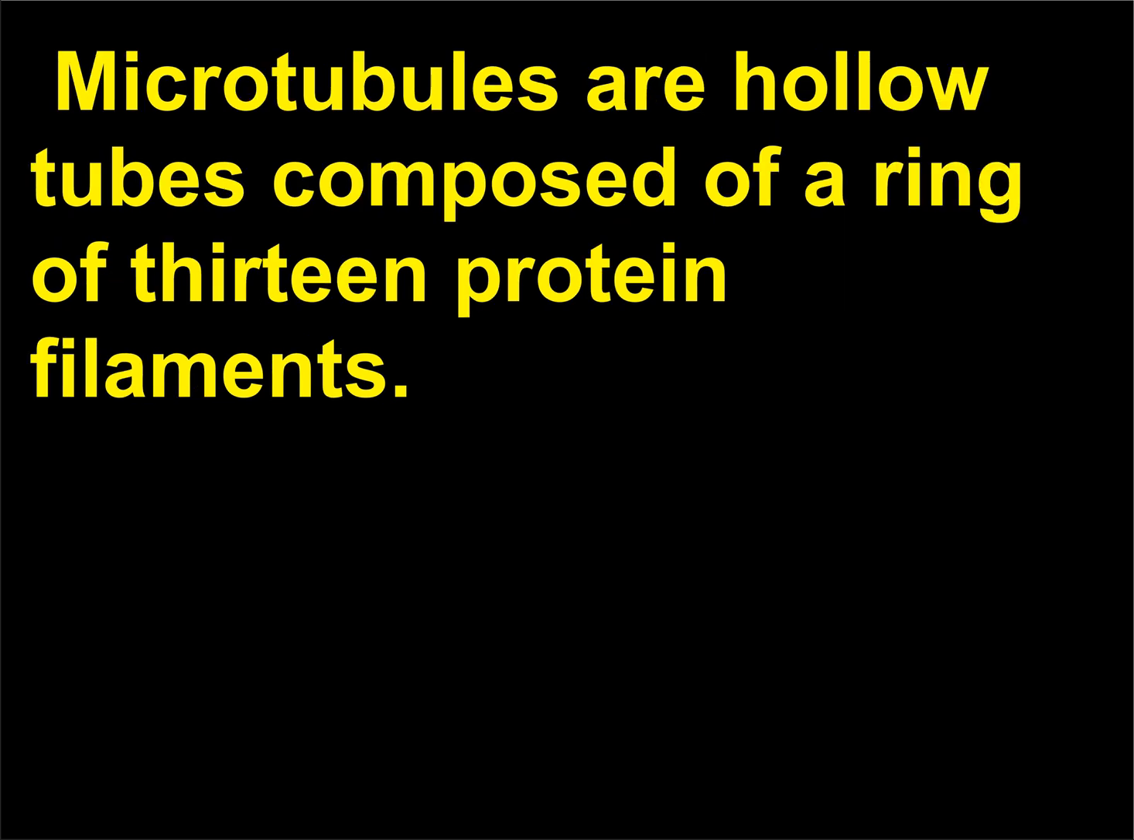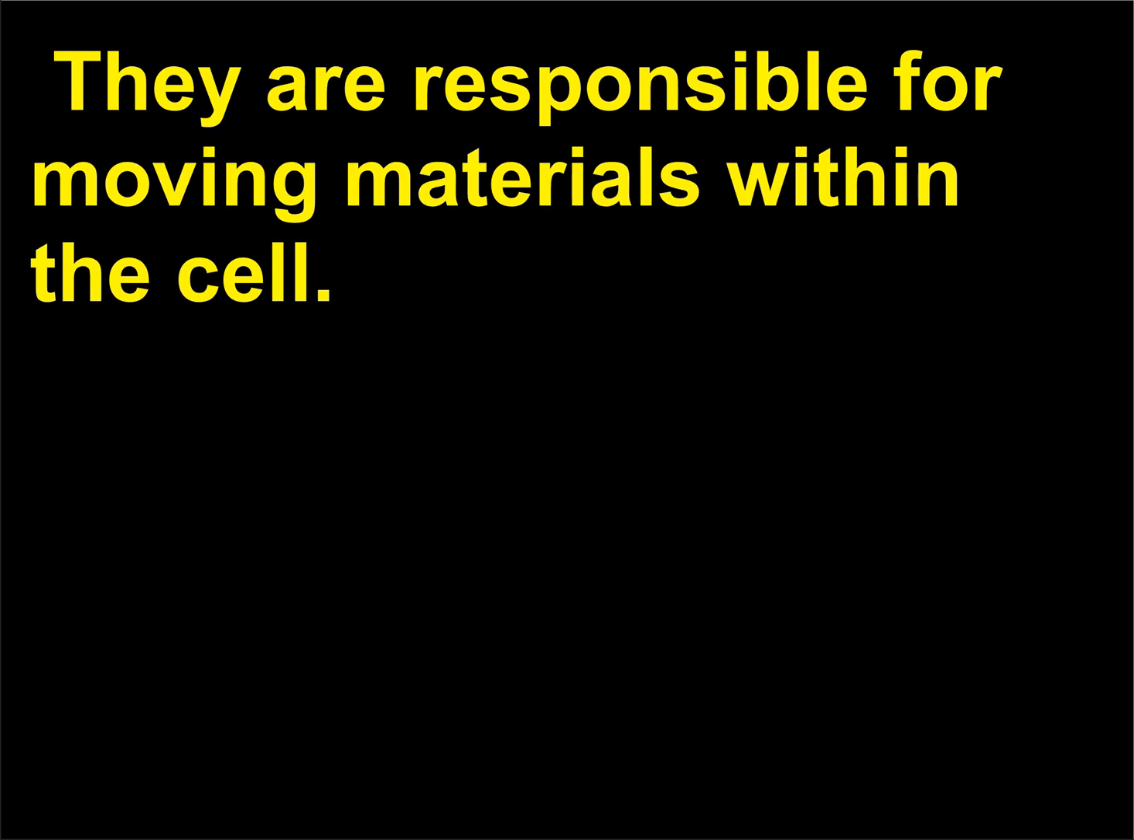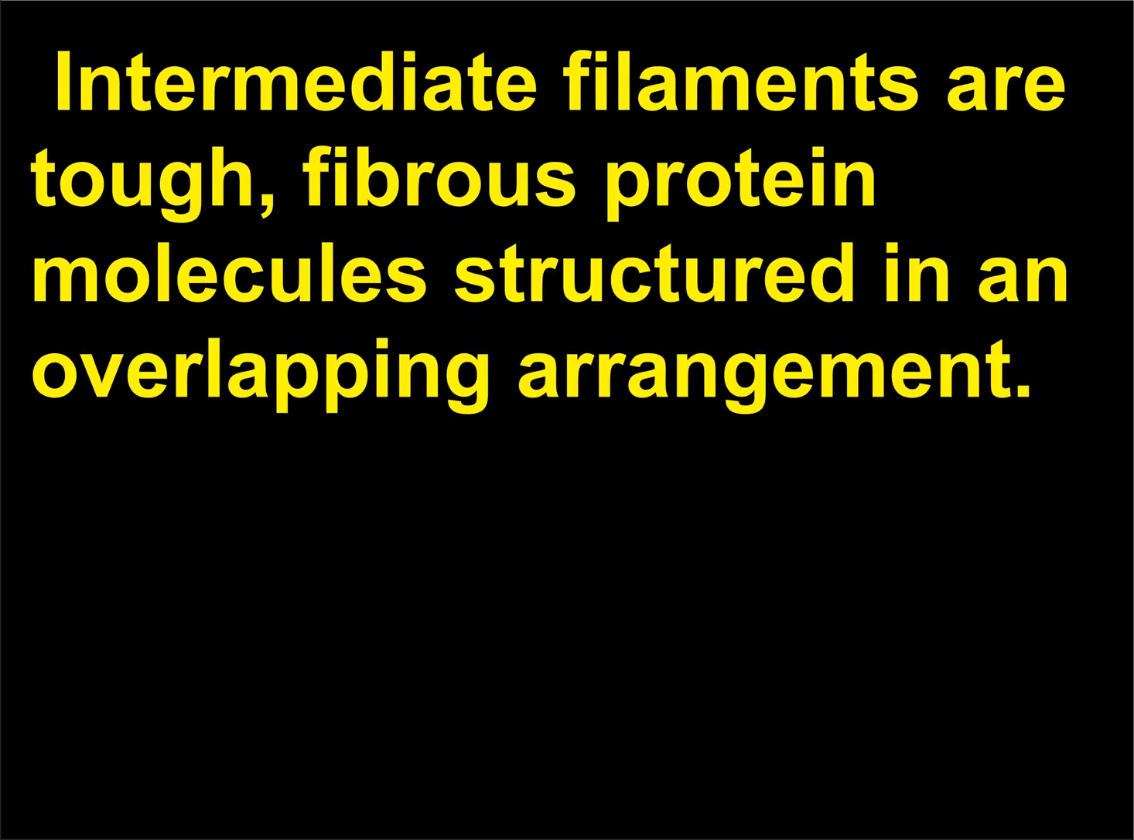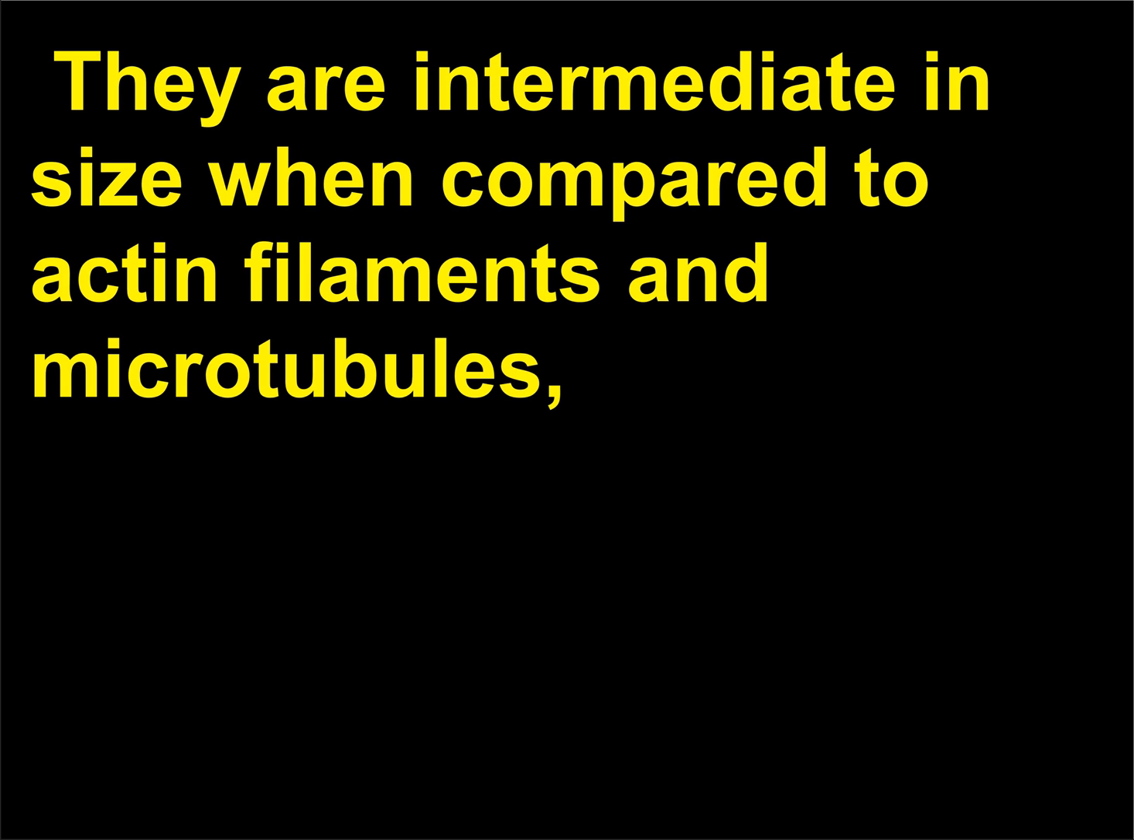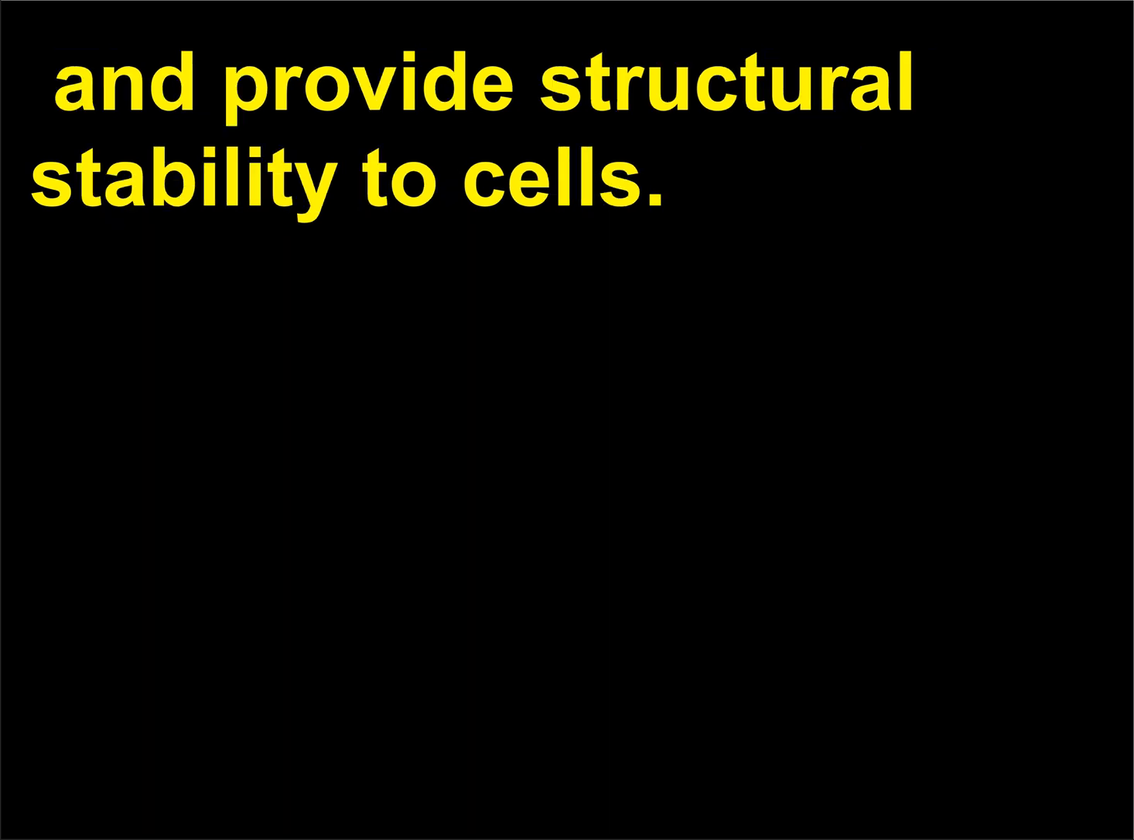Microtubules are hollow tubes composed of a ring of 13 protein filaments. They are responsible for moving materials within the cell. Intermediate filaments are tough, fibrous protein molecules structured in an overlapping arrangement. They are intermediate in size when compared to actin filaments and microtubules, and provide structural stability to cells.